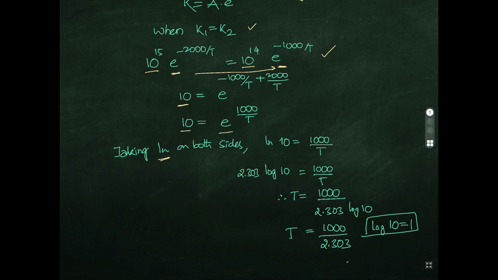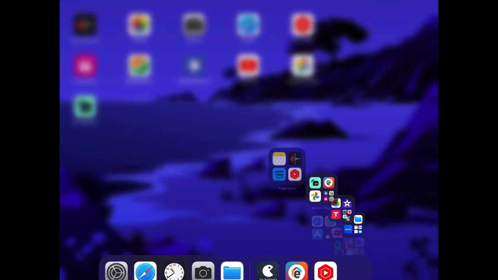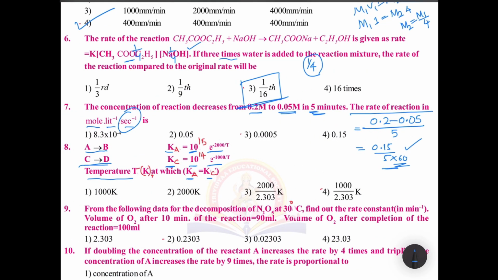Now taking natural logarithm on both sides, it will become ln 10 is equal to 1000 by T. Or ln can be converted to log by multiplying with 2.303. 2.303 log 10 is equal to 1000 by T. RT is equal to 1000 by 2.303 log 10. Log 10 is equal to 1. So T is 1000 by 2.303.